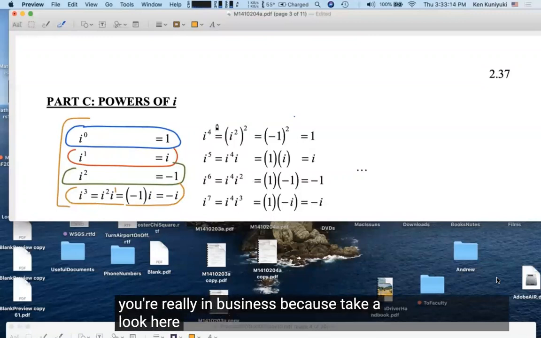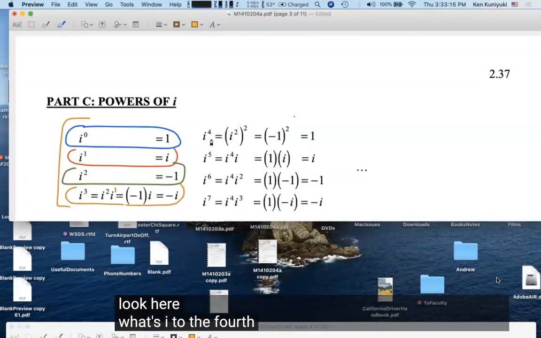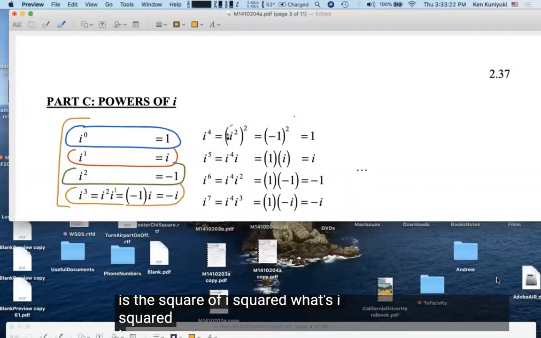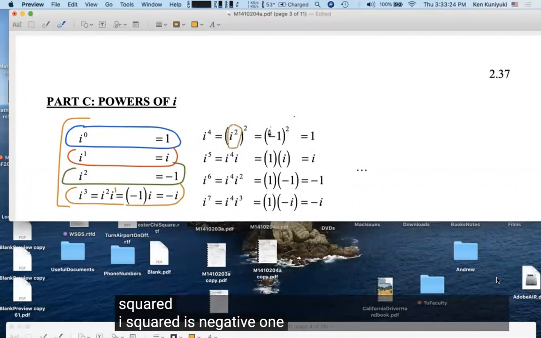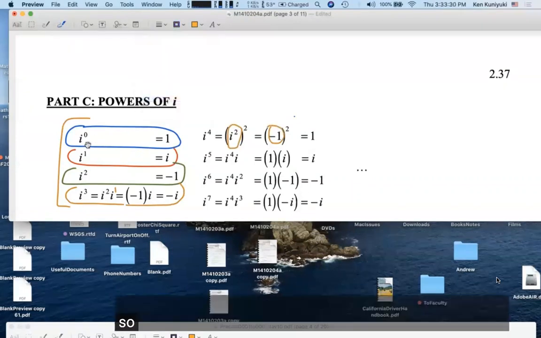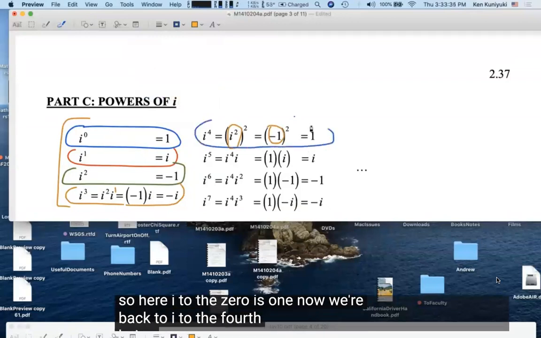Because take a look here. What's i to the fourth? i to the fourth is the square of i squared. What's i squared? i squared is negative 1, and the square of negative 1 is positive 1. So here, i to the 0 is 1. Now we're back to i to the fourth being 1.